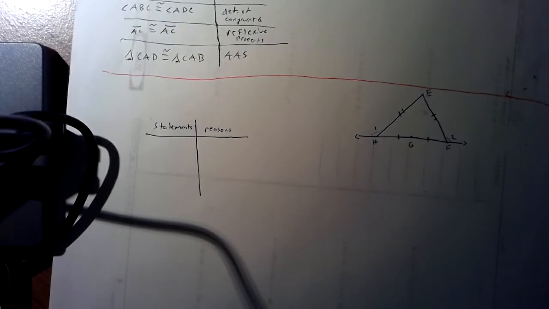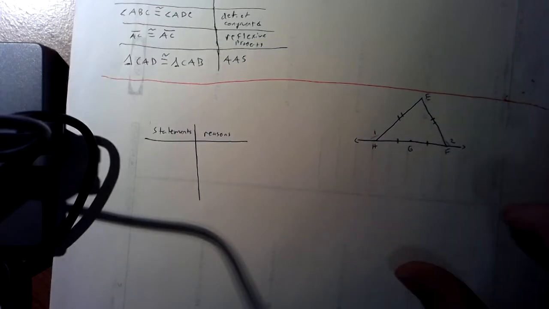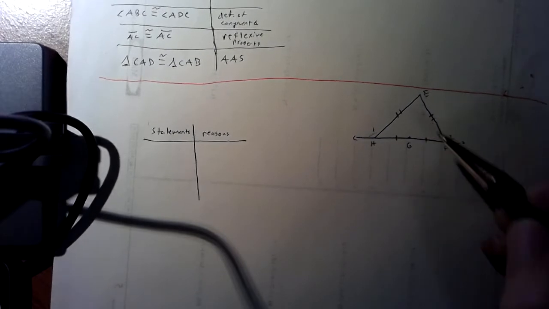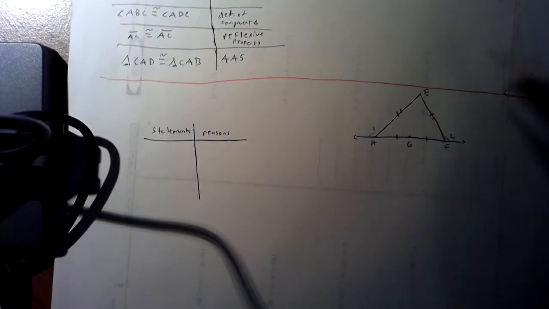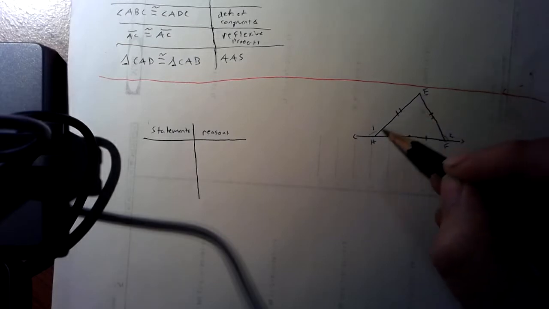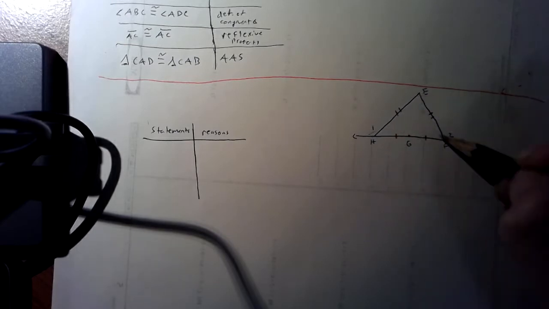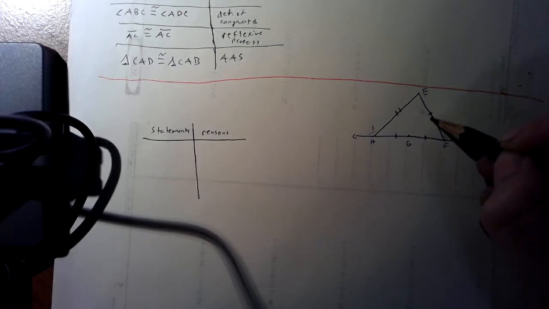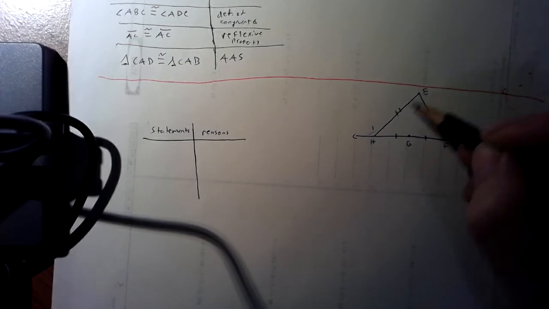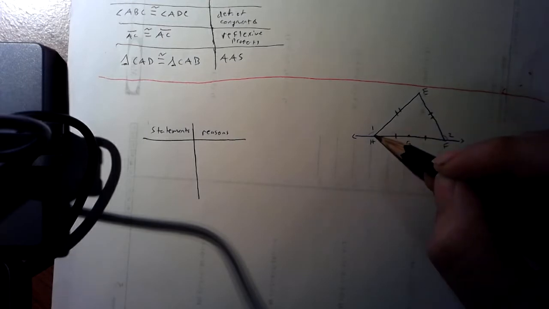Alright, so for this particular proof, we're going to have to use something called a perpendicular bisector. One thing that's important about this diagram is that point E is equidistant from both H and F. You see how F is on this side and it's approximately this distance, right? Which is the exact same distance from H on the other side.